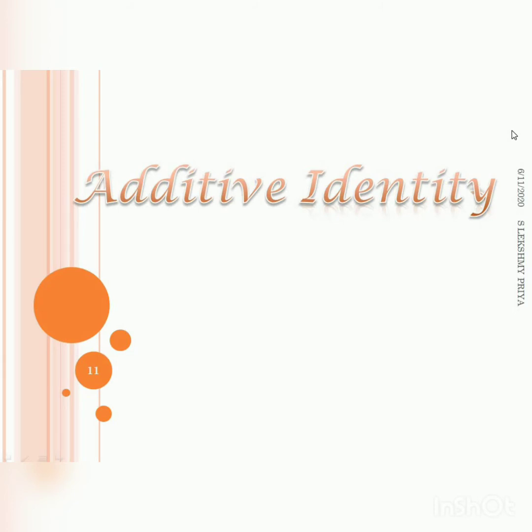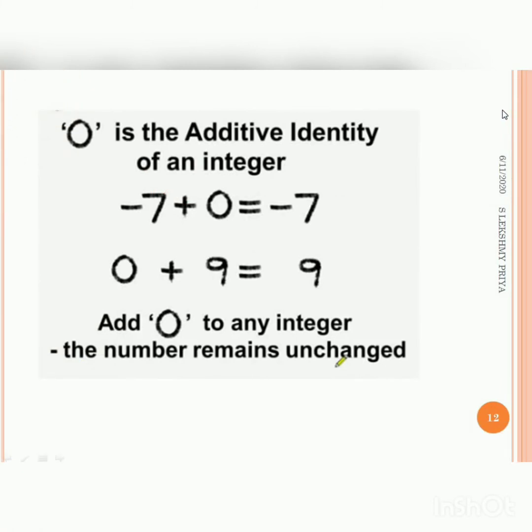Next is additive identity. The additive identity property says that if you add a number to 0 or add 0 to a number, then you get the same number back. The number 0 is known as the identity element or additive identity. Here, negative 7 plus 0. The answer is negative 7. 0 plus 9. Answer is 9 itself. So, 0 is the additive identity of an integer.